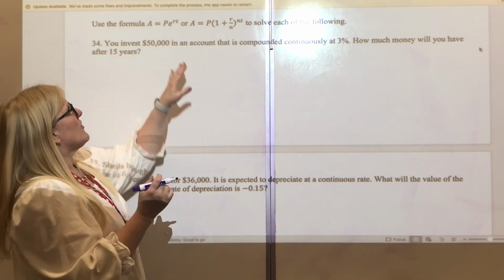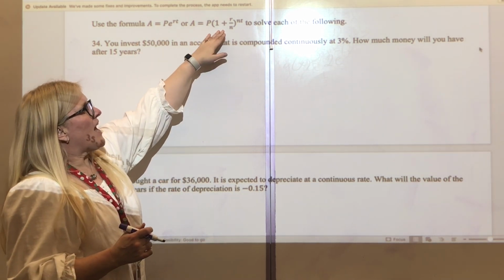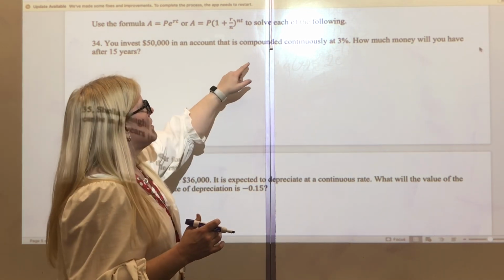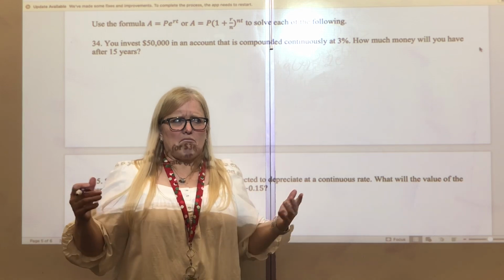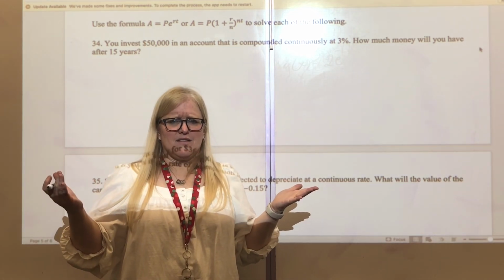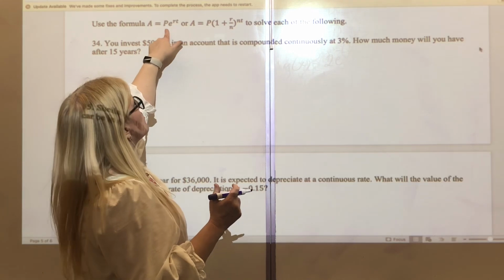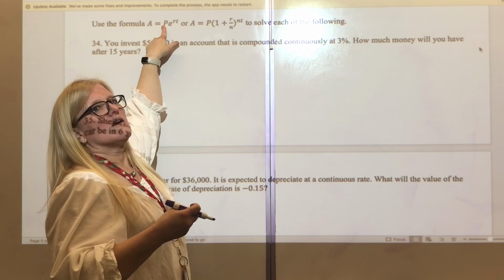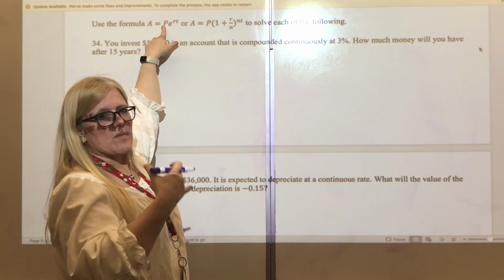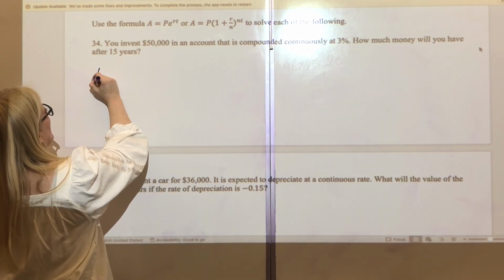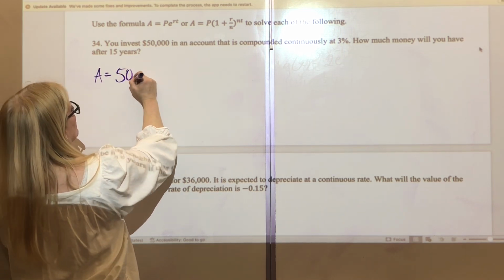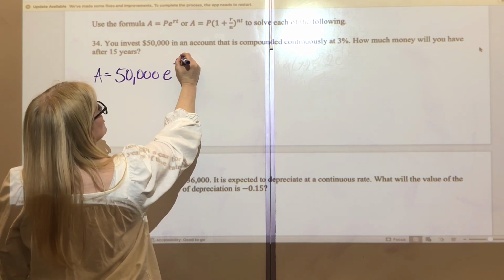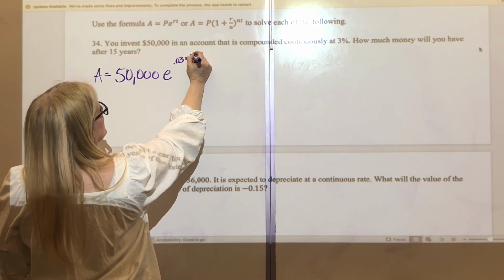Okay, so I'm looking at these two, and say I go with this one, and I go, okay, what's n? How many times a year is this compounded? Well, this says continuously. How do I write that as n? I can't. So that's how I know to use this one. This is A equals Pe^(rt), your continuous equation, a formula that you use. So A equals my original principal, $50,000, times e to the rate in decimals times 15 years.